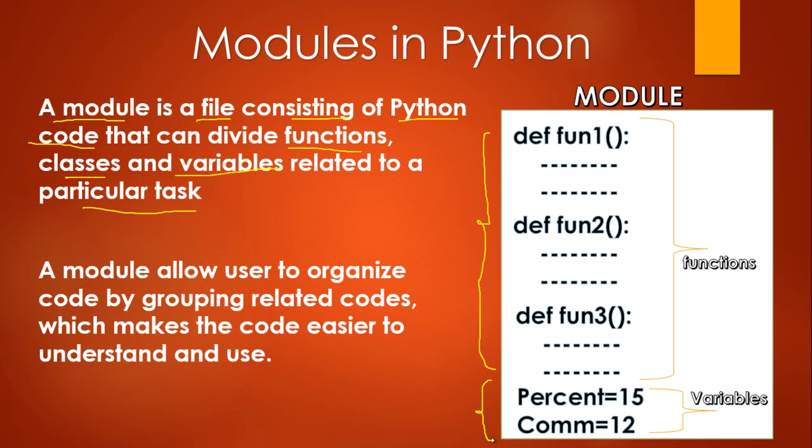So what is the benefit of making a module? Listen, a module allows the user to organize code by grouping related code, which makes the code easier to understand and use. So what is the basic benefit of using a module? Modules provide us a concept through which we can prepare a group of related functions in a file. All the functions which are related to a particular topic, we can arrange in a particular file. This feature is available to us through modules.